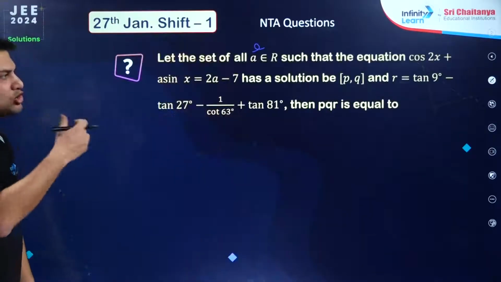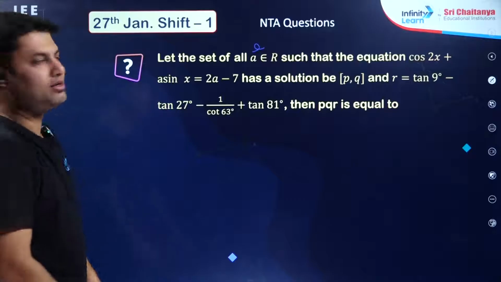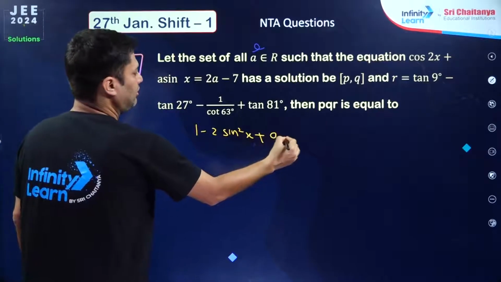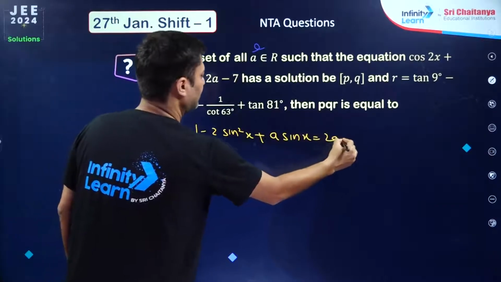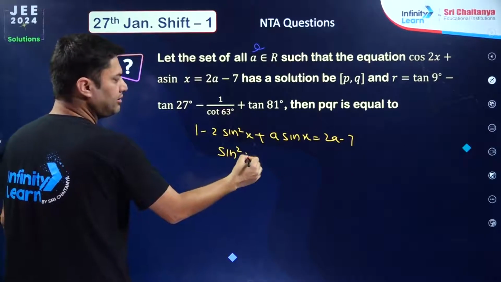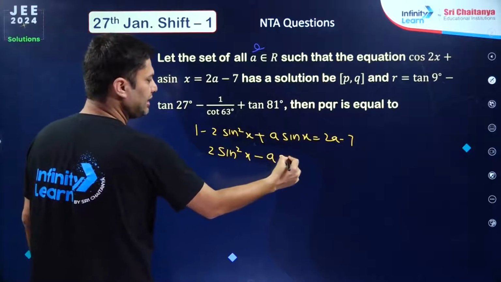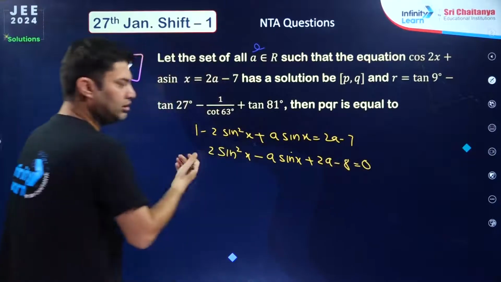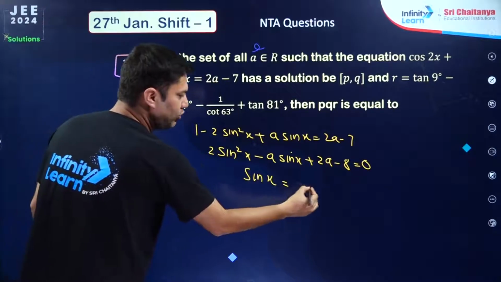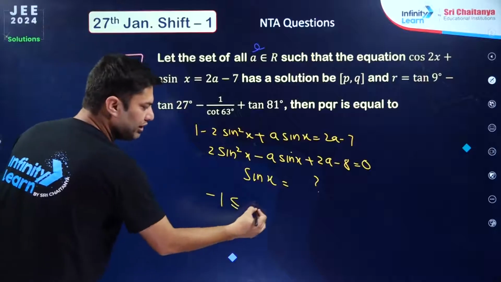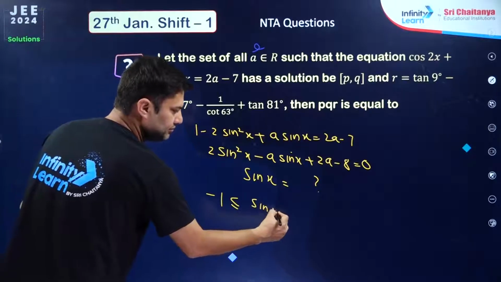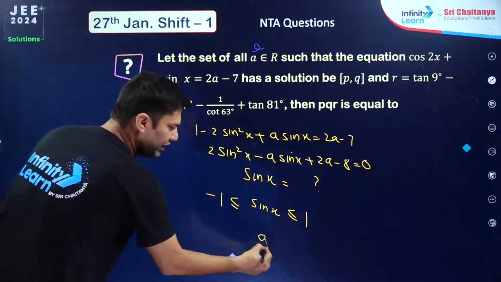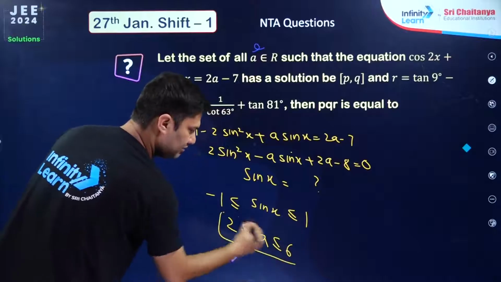The set of all values of a such that the equation has a solution. So the equation will have a solution if you convert this into a quadratic in sin x: 2 sin²x minus a sin x plus 2a minus 8 is equal to 0. So whatever the value of sin x is coming out to be here, it should be between minus 1 to 1. Solve this part. Definitely, you'll get the value of a as 2 to 6, 100%.